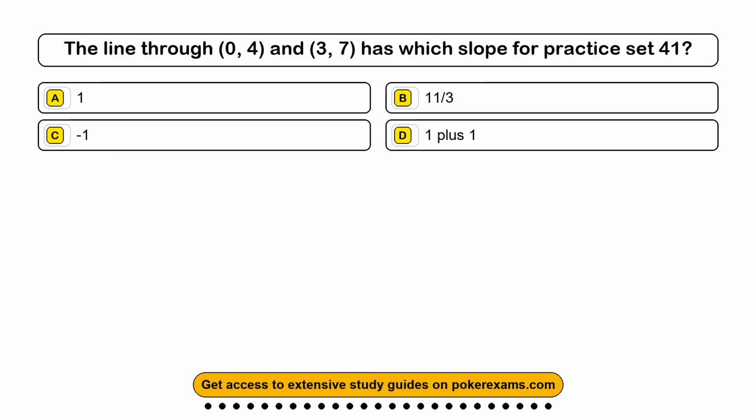Question 13. The line through 0, 4, and 3, 7, has which slope for practice set 41? Option A, 1. Option B, 11/3. Option C, minus 1. Option D, 1 plus 1.